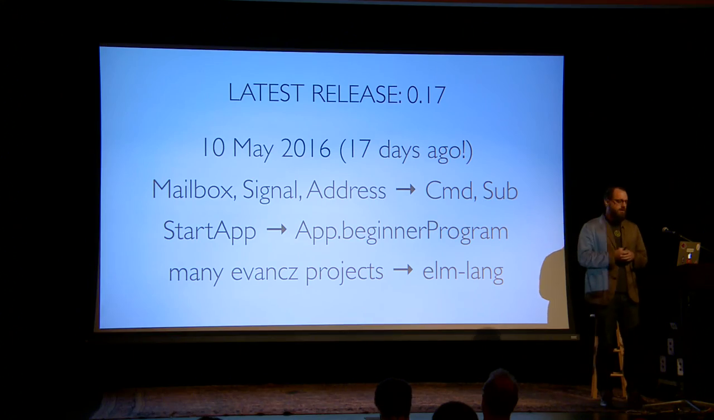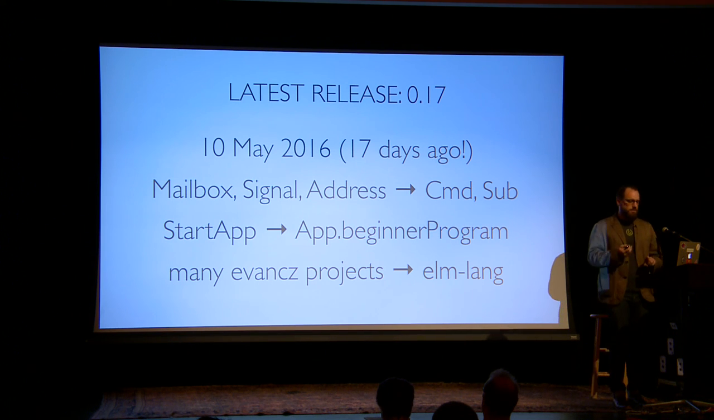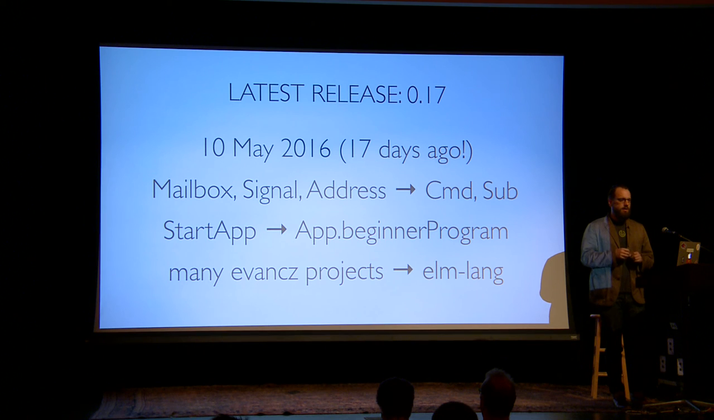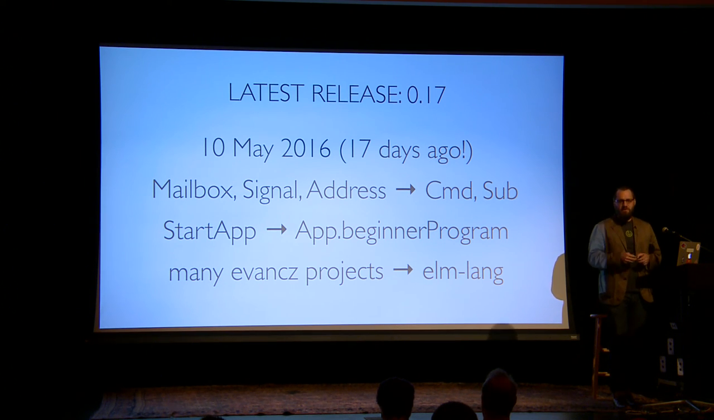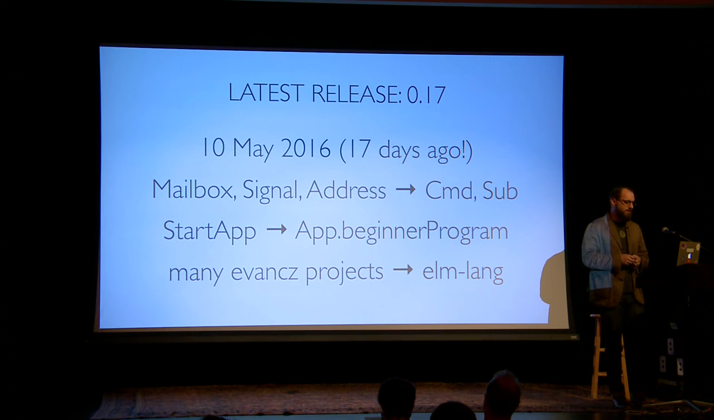So the latest release of 0.17 was released 17 days ago, and it's a significant release. If you ever see any tutorials out on the internet, and there are many, that reference mailbox, signal, or address, that means it is pre-0.17. And while you might learn some things from it, all of those concepts have been completely deprecated. And instead, they've been replaced with command and sub.